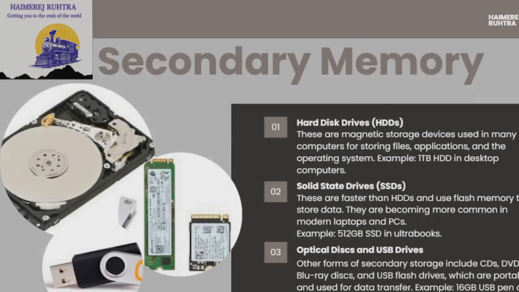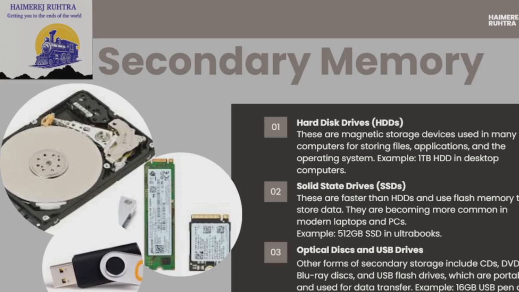So secondary memory. You have the secondary memory, that's the permanent storage devices. So hard disk drives, solid state drives, and optical disks or USB drives. The hard disk drive has magnetic storage. These are magnetic storage devices used to store computer files and applications. It has a metallic disk and a writer which writes information on it through magnetic means and stores it. Then you have the solid state drives, faster than the hard disk drives, which use flash memory to store data.